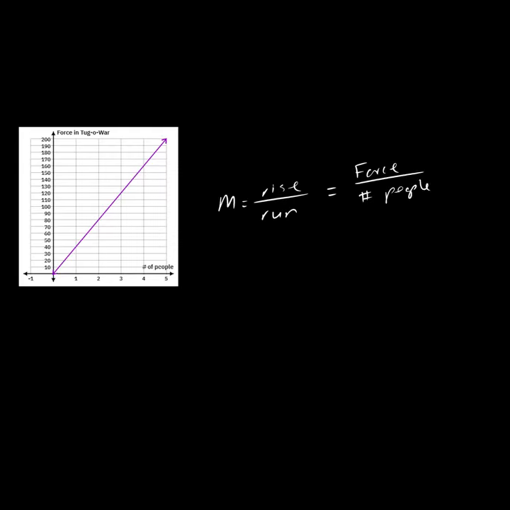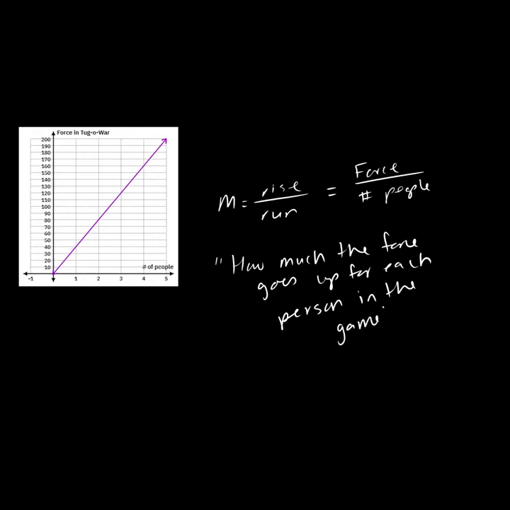Well, this doesn't convert nicely to speed or miles per hour, but you could express what the slope stood for in words. So you could say something like this. The slope is how much the force goes up for each person in the game. And for most instances, that would be an acceptable description of what the slope represents.